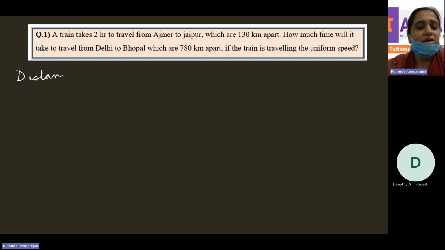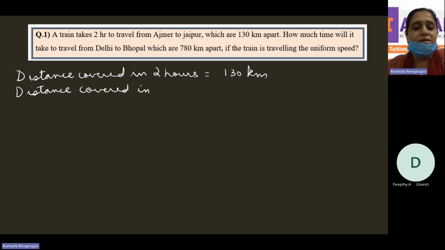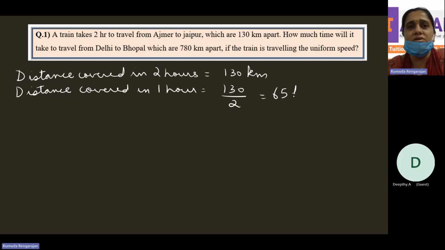Then you write it like this. Distance covered in 2 hours. Tell me, children, what is the distance covered in 2 hours? 130 kilometers. Then what will be the distance covered in 1 hour? 130 divided by 2. That is 65 kilometers. Is this understood?